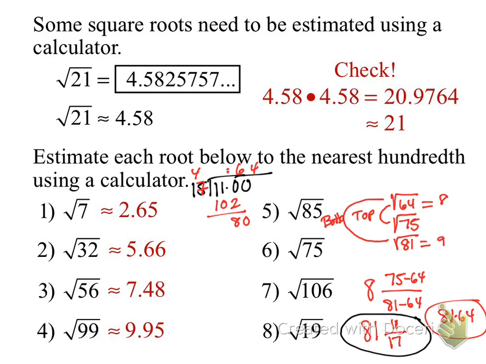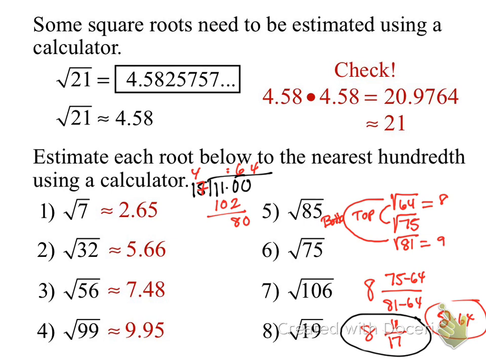Yes. It would be 8, not 81. Oh yeah, you're right. It would be 9. No, it would be 8. This would be 8.64. So let me try that on the calculator. Square root of 75 is 8.66. I got within 2/100ths.